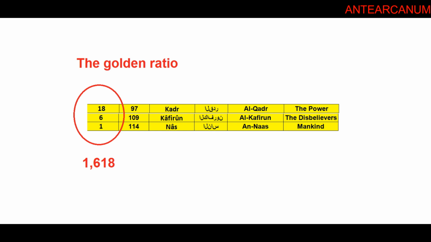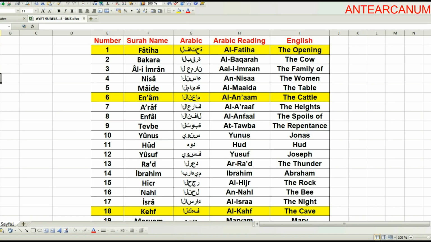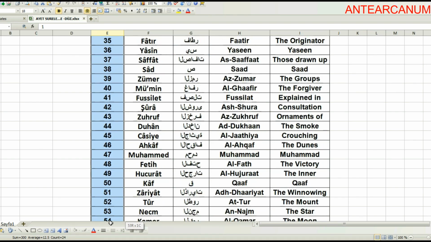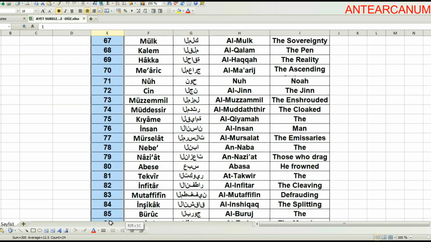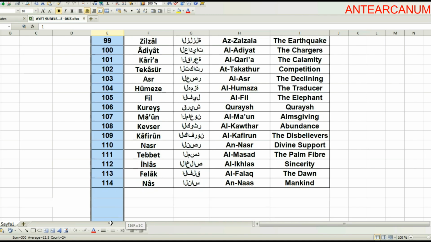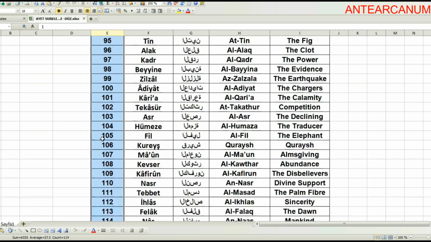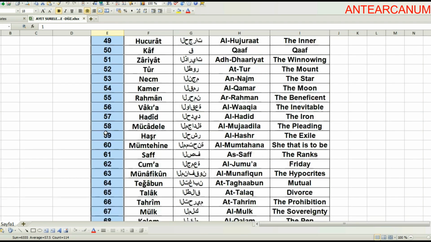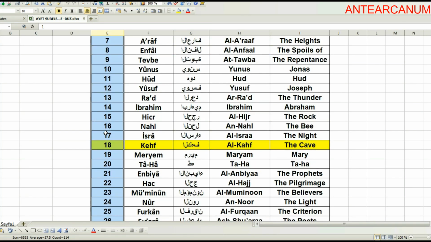Could the golden ratio be concealed within the first surahs of the Quran? Let's begin by examining the first surah, Fatiha. Including the Basmala, it consists of 7 verses. Next, we move on to the 6th surah, An'am, which comprises 166 verses. Finally, we consider the 18th surah, Al-Kahf, consisting of 110 verses.